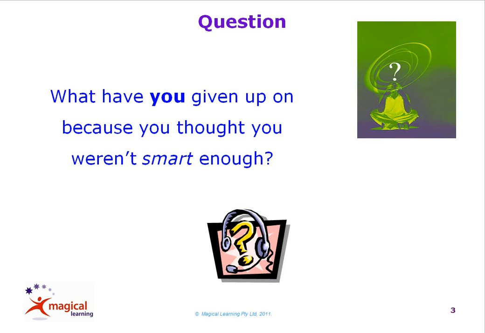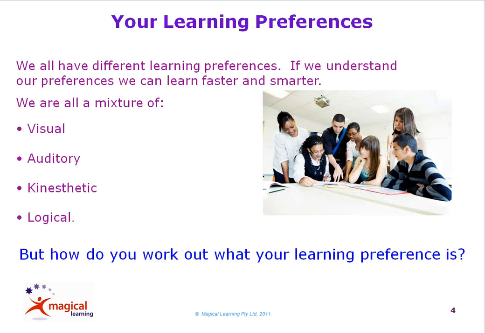So has there ever been a time when you've given up on something because you thought you weren't smart enough? Well, it's more than likely that someone was using a different learning preference to yours. So there are all sorts of different learning preferences. If you understand yours, then you can learn much faster and much smarter. So we're all a mixture of visual, auditory, kinesthetic and also logical.